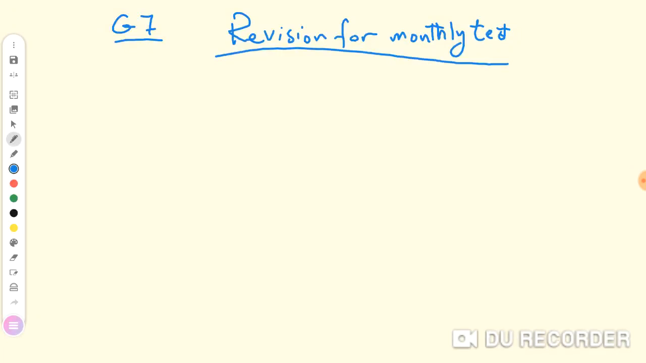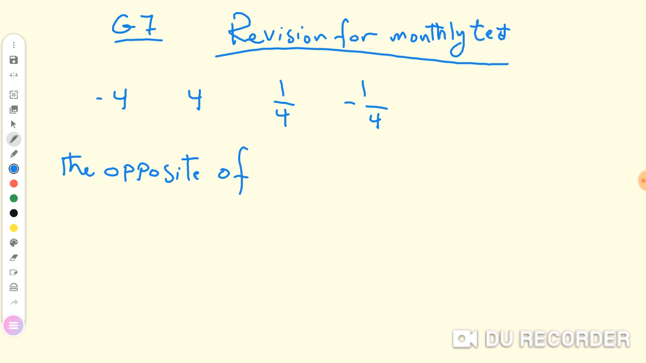Okay, so I can ask you, first lesson is talking about positive and negative. So up is positive, down is negative. Okay, something like this I can write, and the opposite of a number, I can give you a question. If I have these numbers: negative 4, 4, 1 over 4, 1, negative 1 over 4. Which number can represent the opposite of negative 4?